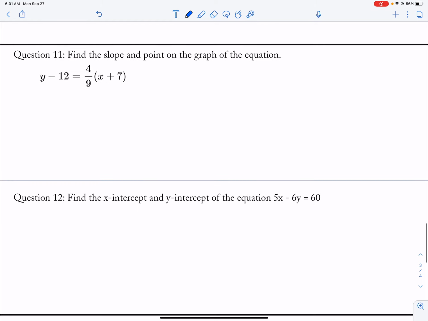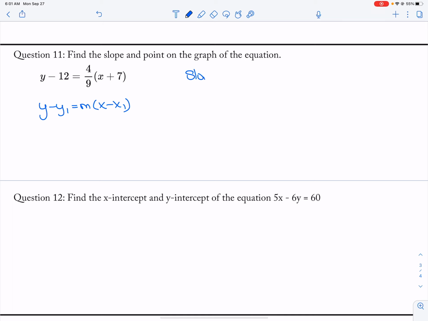Okay, question 10. Question 11. So remember, I'm going to take point slope form, which is y minus y1 is equal to m times x minus x1. And I'm switching the sign, so if it's negative here, it's actually a positive. And when it's a positive, it's actually a negative.